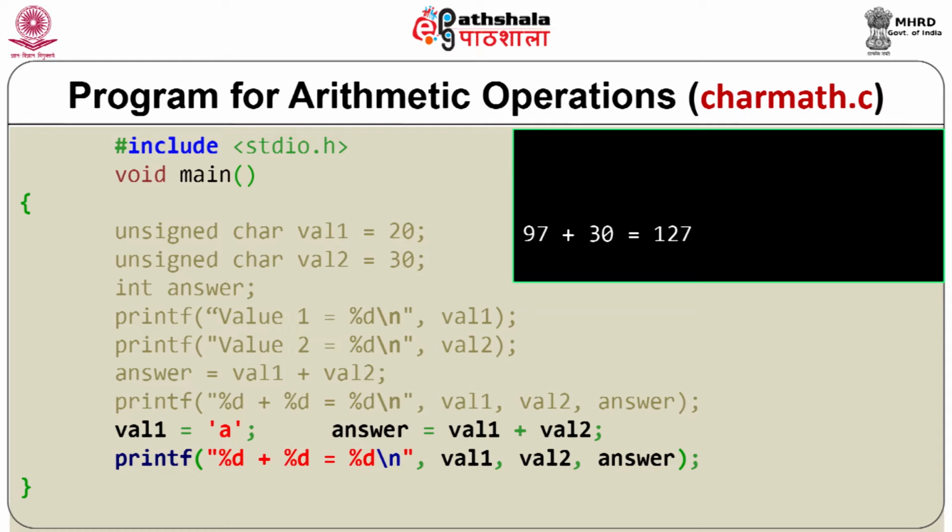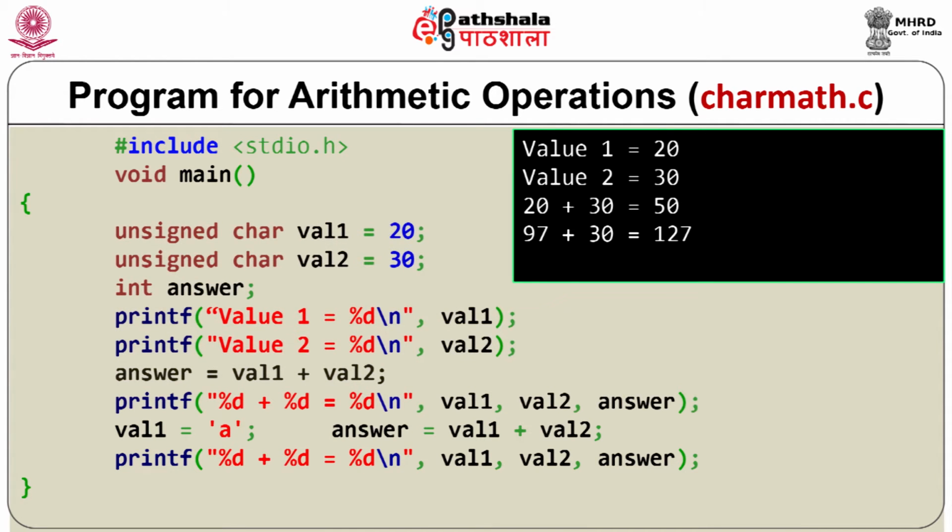Now you can see the result of the whole program on the screen. You can see value 1 is 20, value 2 is 30. The addition of these two numbers, 20 plus 30, that is 50, is shown. 97 plus 30 equal to 127. So 97 is the ASCII of a and 30 is the value of value 2. So we are not changing the value of value 2, we are taking it as it is.